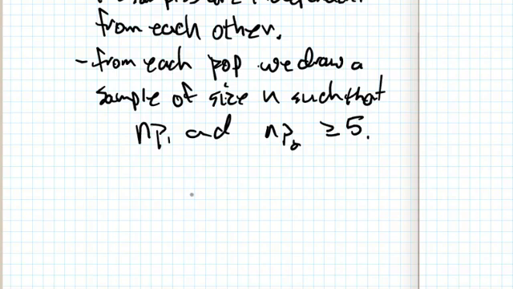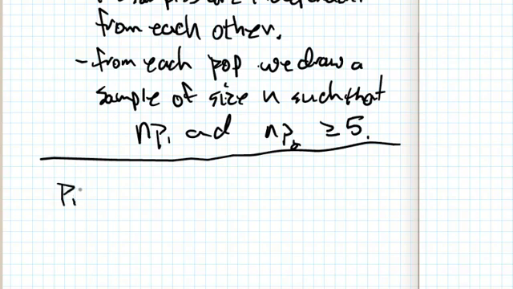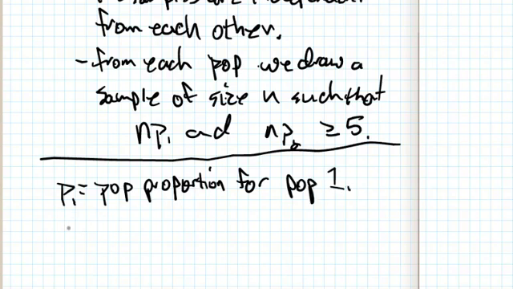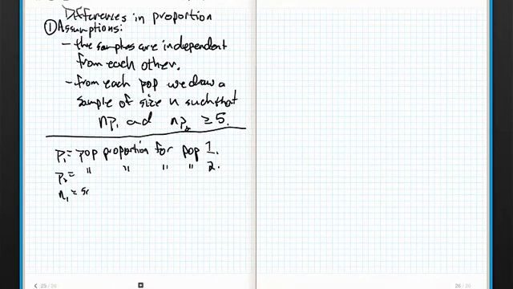Okay, now, the formulas for this are beefy. You're going to have to bear with me for just a second. Again, just plant it in your brain to keep it simple. Think of P1 as the population proportion for population 1, in this case the women. P2 equals the population proportion for population 2. Those are the parameters. N1 is the sample size from population 1, and N2 is the sample size from population 2.